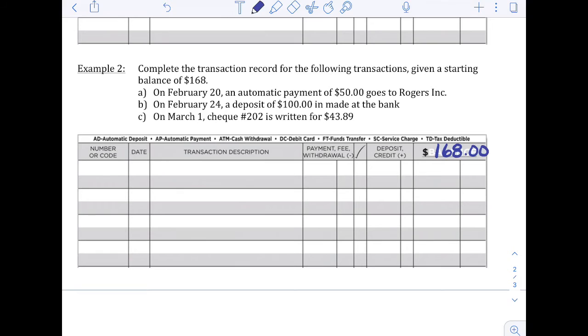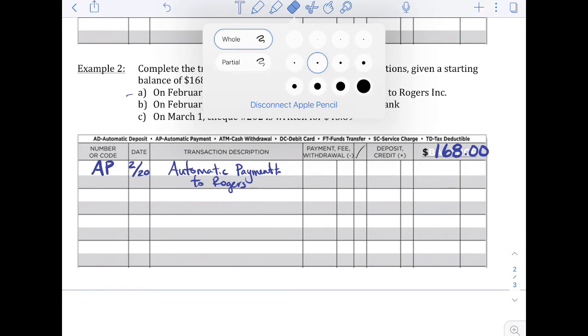So, first things first. It says on February 20th. So February is the second month. 20 is the day. We have an automatic payment of $500 to Rogers. So maybe AP, automatic payment maybe. I'm going to say automatic payment to Rogers. Maybe something like that.